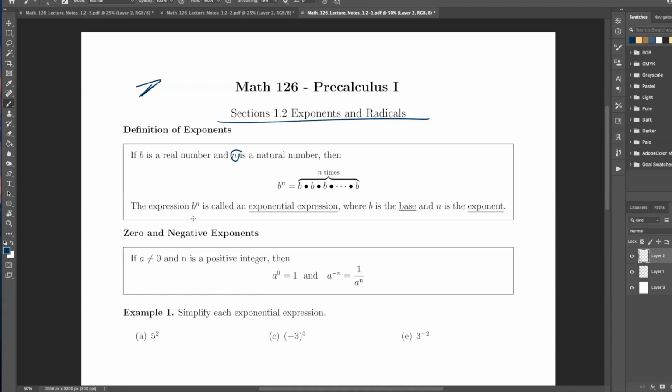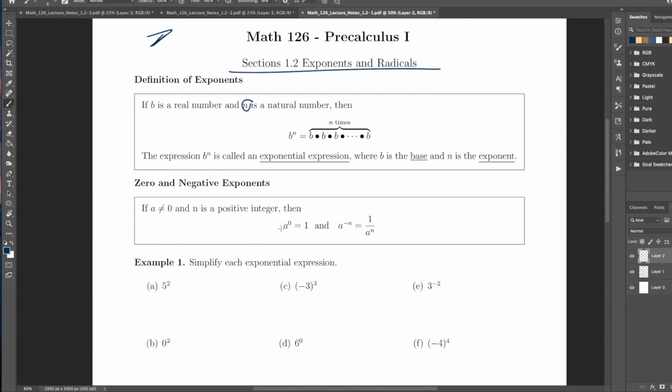The expression is called an exponential expression, where b is the base and n is the exponent. So we say b is the base and n is the exponent. If n is 0, we define this equal to 1. There's a really good reason for that.